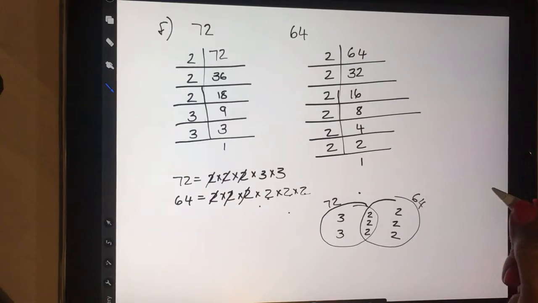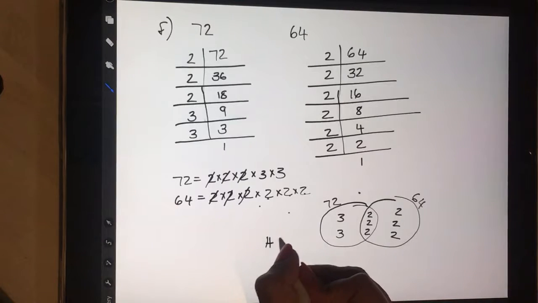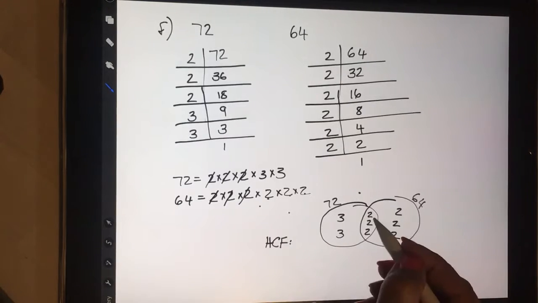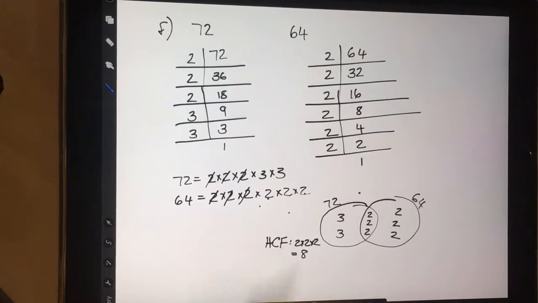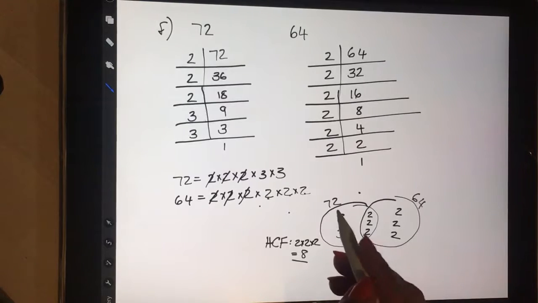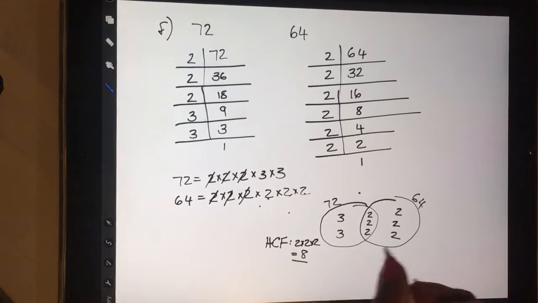Then to find your highest common factor, you simply look at the middle intersection, so it's 2 times 2 times 2, which gives you 8. Right, so 8 is your highest common factor of 72 and 64.